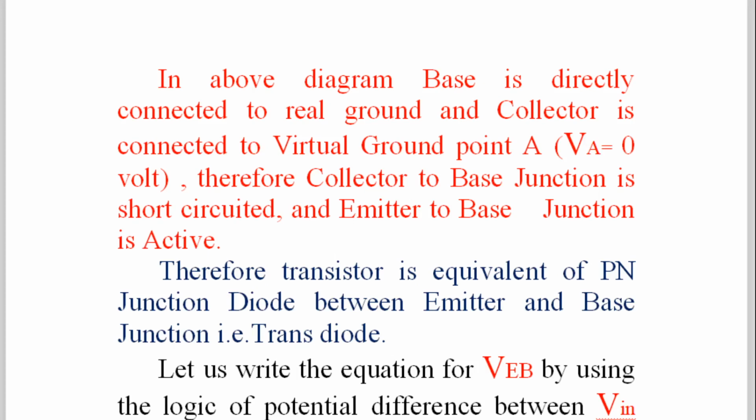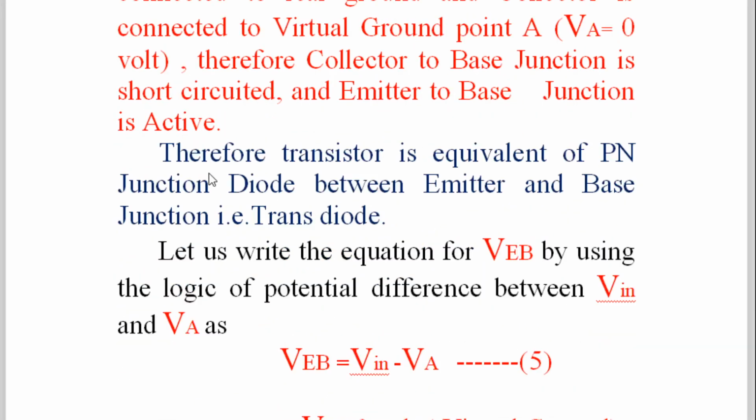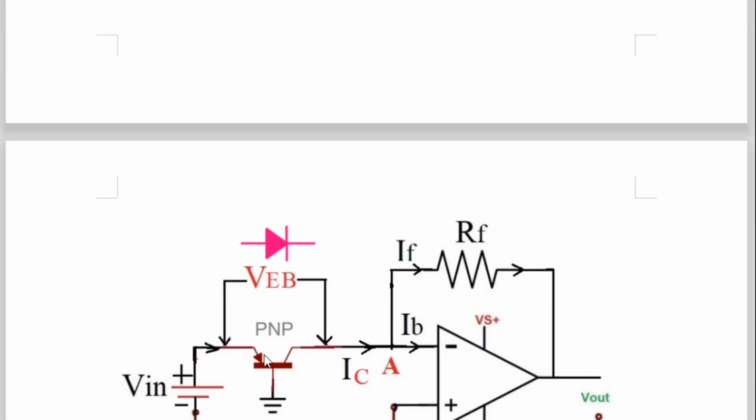So whatever is written here, base is directly connected to the real ground. Collector is connected to the virtual ground, that is point VA. Therefore, this junction is short circuited and emitter to base junction is active. Next. Therefore, transistor is equivalent of PN junction diode between emitter and base junction. That is called transdiode.